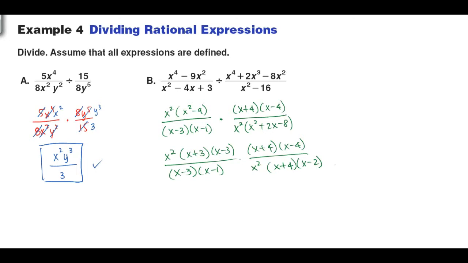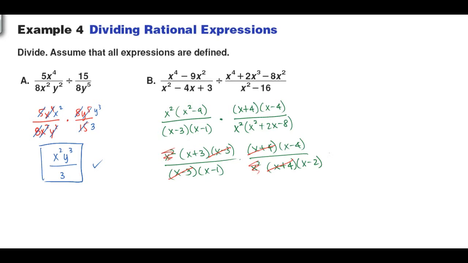Everything factored, right? And we don't have to worry about saying x can't be 3, x can't be 1, because they said assume everybody's defined. So now just start looking for things to reduce and cancel. And look, an x minus 3 canceling an x minus 3. An x plus 4 canceling an x plus 4. An x squared totally canceling out an x squared. And that looks like the end of the story.